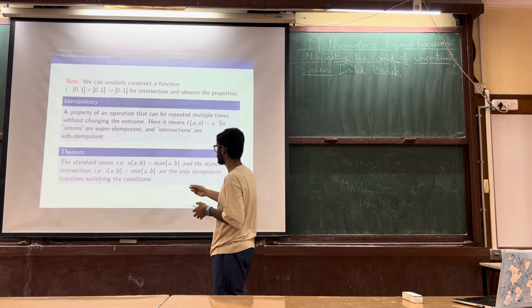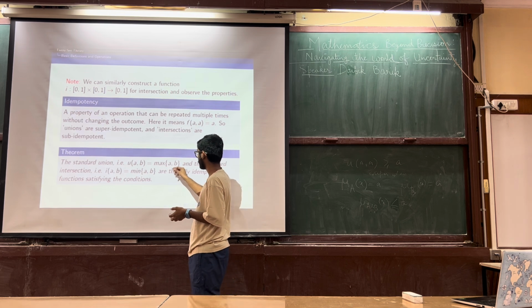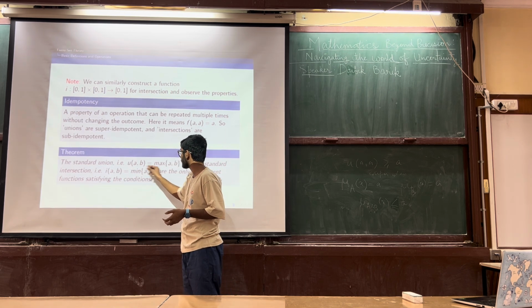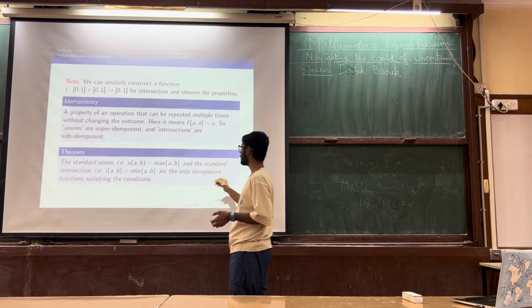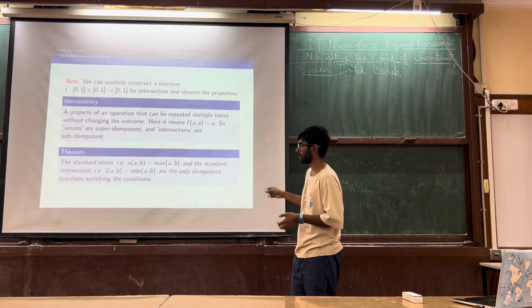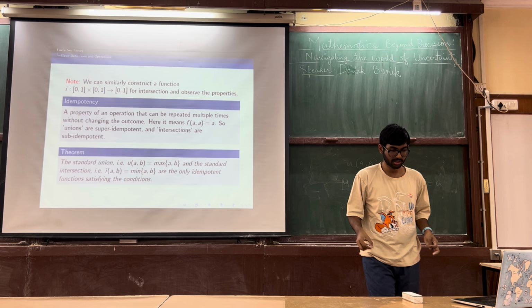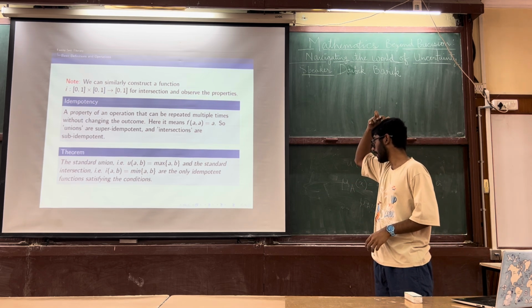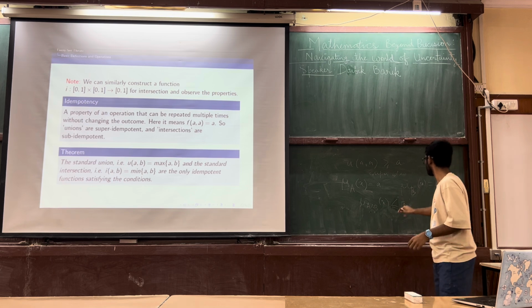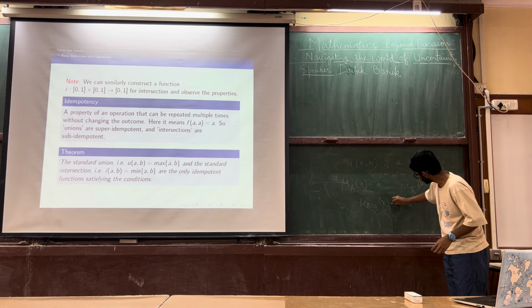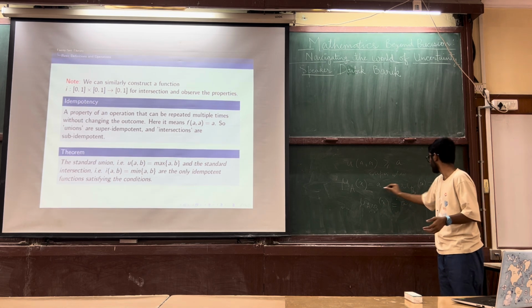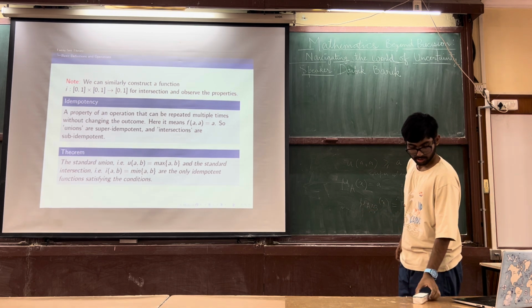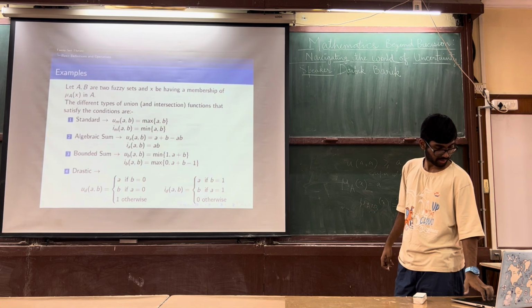Yeah, so these functions that I declared earlier, the min of A and B as the intersection function and the max as the union function, they are the only idempotent functions satisfying all the previous conditions. This is a theorem, there is a proof. Idempotent means they are equal, not even less than or equal to, because obviously for A and A, the minimum would be A and the maximum would also be A. That is how the idempotency holds.